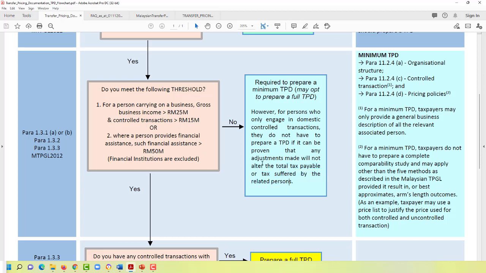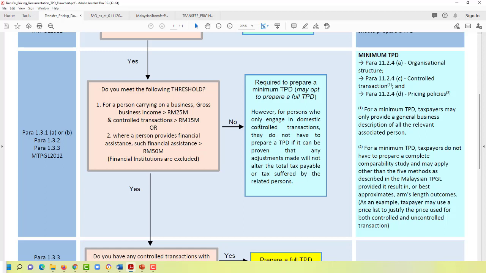So what they are saying is, if between Subsea 1 and Subsea 2 the transaction is like left pocket to right pocket, no matter what, at the end of the day the amount of profits that you are going to pay tax on will not be different. It's still going to be the same amount. Then you do not need to have this TPD. They will not actually come and disturb you.